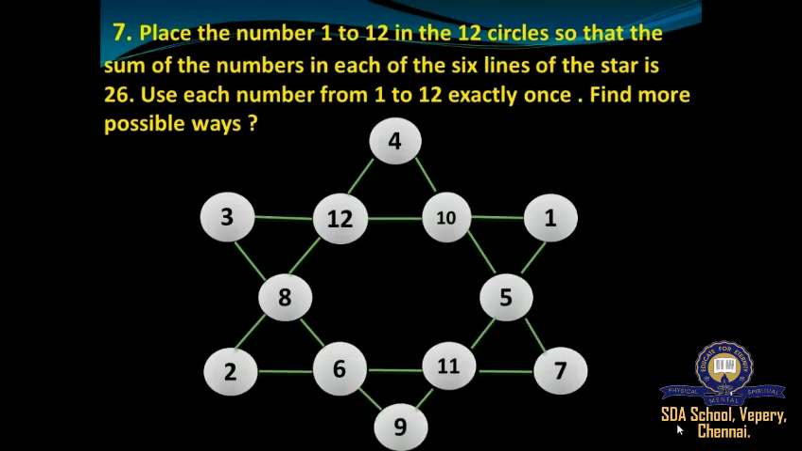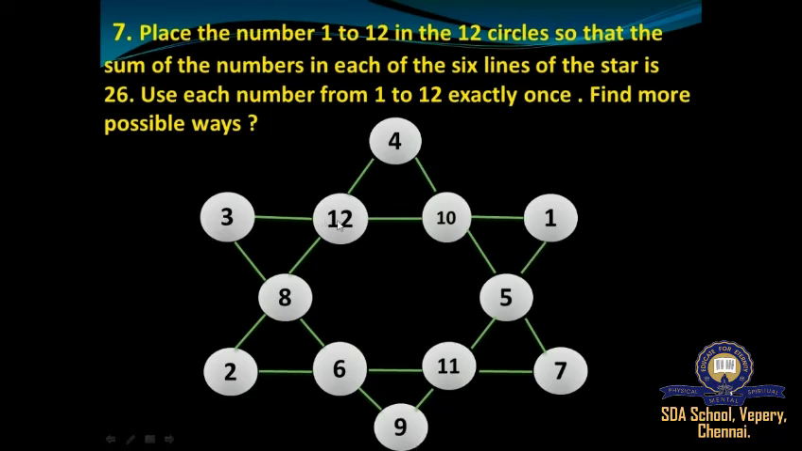So this is the arrangement which I have made. When you add the numbers in each of the 6 lines of the star, you get a sum of 26. When you add 3, 8, 6 and 9, you get a sum of 26. Similarly, when you add 1, 5, 11 and 9, you get a sum of 26.